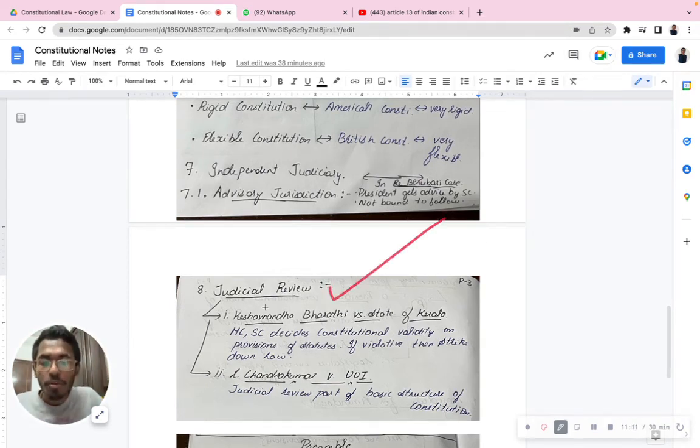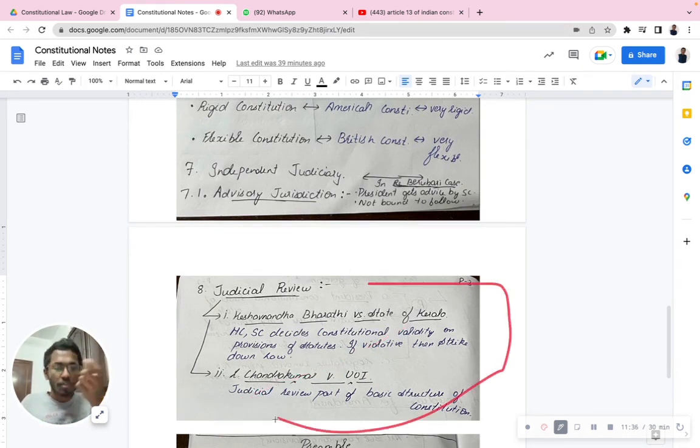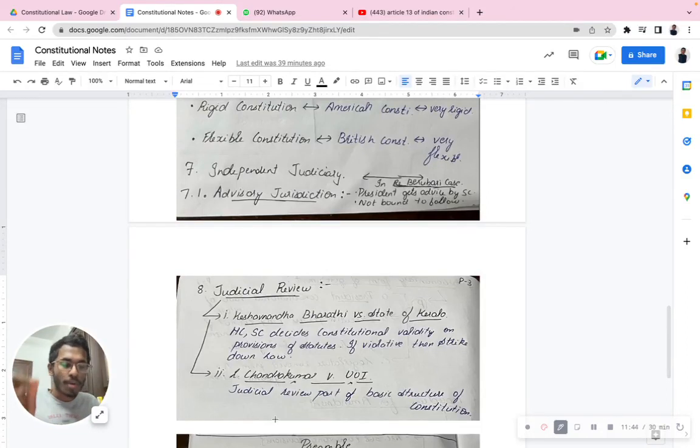So for judicial review, we'll understand two important cases. In the Keshavananda Bharati versus State of Kerala case, the High Court and Supreme Court decide the constitutional validity and provisions of statutes. If they violate, then the law can be struck down. In the Keshavananda Bharati case, this was highlighted. Whereas in the L. Chandrakumar versus Union of India case, it was upheld that judicial review is part of the basic structure of the constitution. You can learn two case laws. One is Keshavananda Bharati versus State of Kerala, in which it was said that the High Court and Supreme Court can decide the constitutional validity and provisions of certain statutes. The other is L. Chandrakumar versus Union of India, where they say judicial review is part of the basic structure of the constitution.